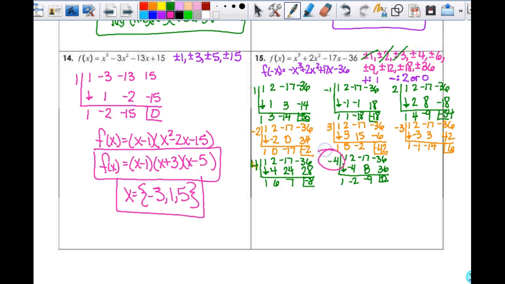This one works. So I have f of x is equal to x plus 4 times, then this leaves me with x squared minus 2x minus 9. All right, so I have a quadratic. See if I can factor. Well, my only factors of 9 are 1 and 9, or 3 and 3, and neither one of those is going to combine to give me this negative 2. Therefore, I cannot factor it, which means it doesn't do me any good to go through the rest of these.